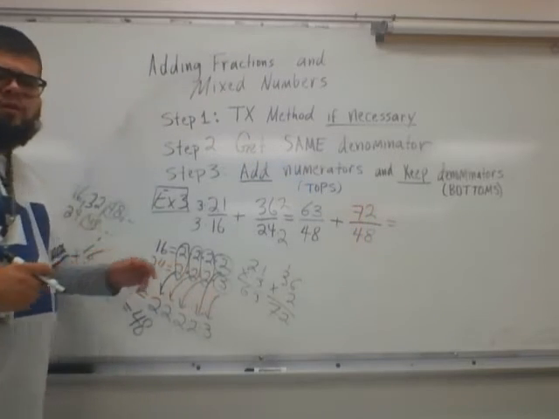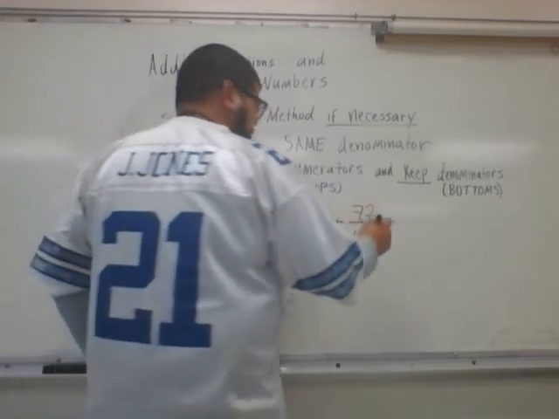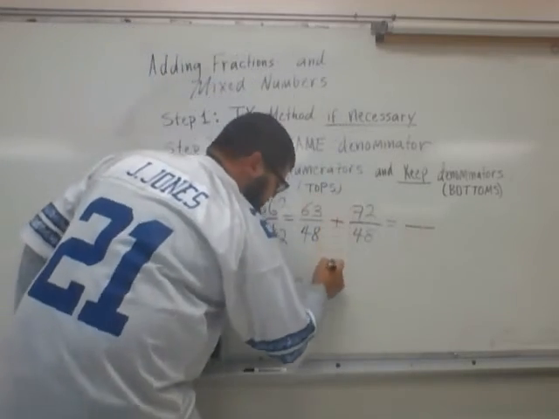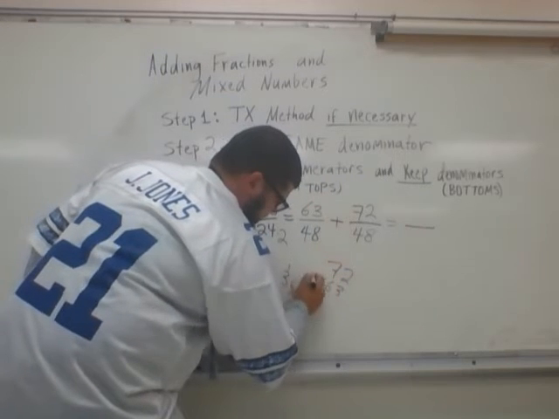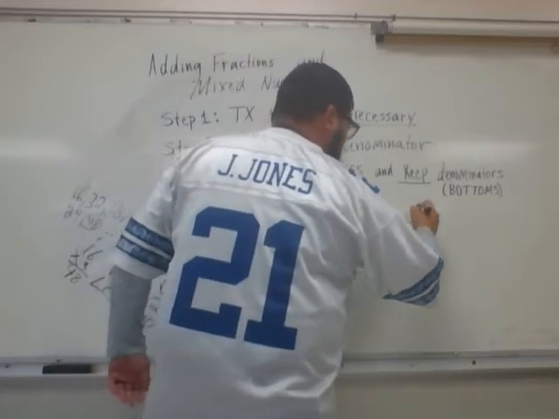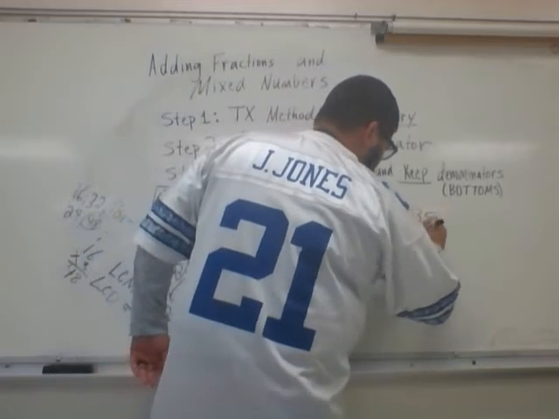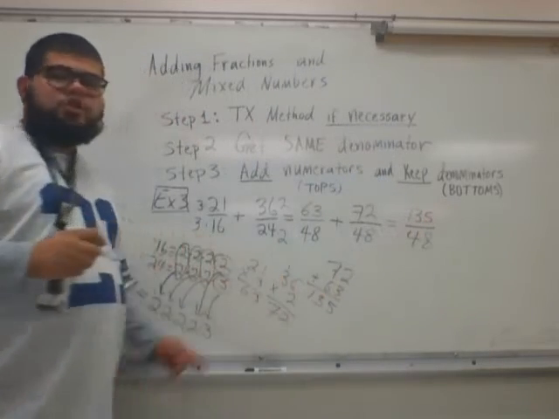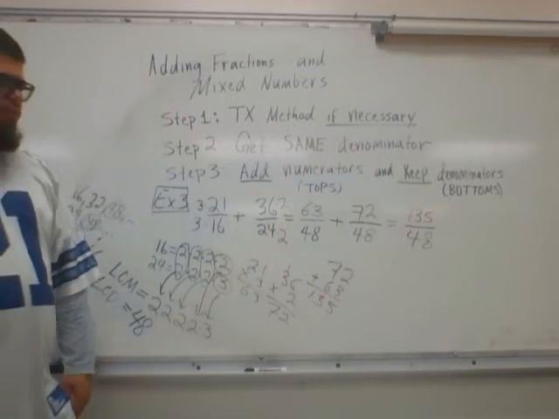Okay? All right, now step 3 says add numerators. We have to add 63 plus 72. Let's do that right here. 72 plus 63, not times, plus, add them. That's 5, that's 13. We get 135. Keep the denominator as 48. And so we have our improper fraction.